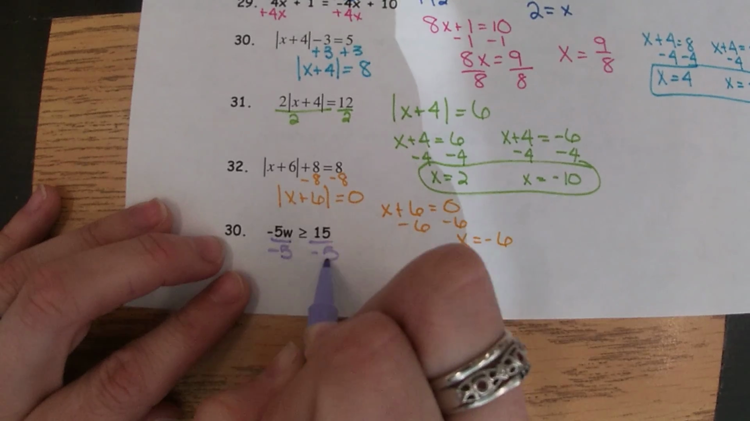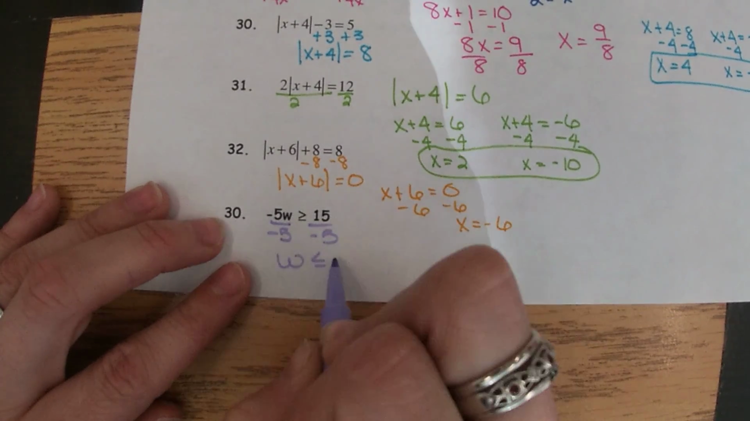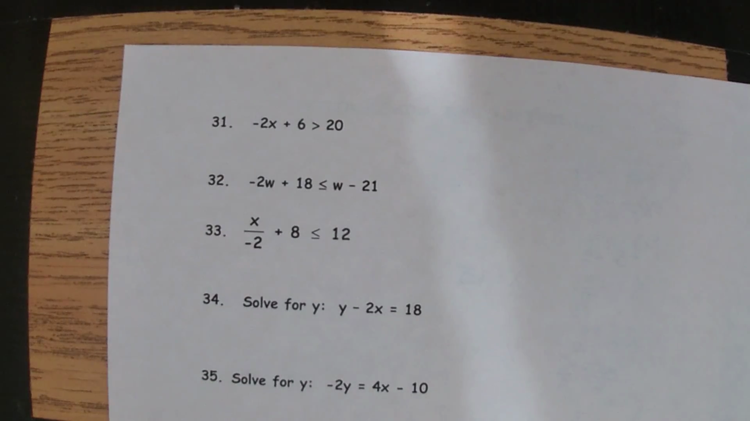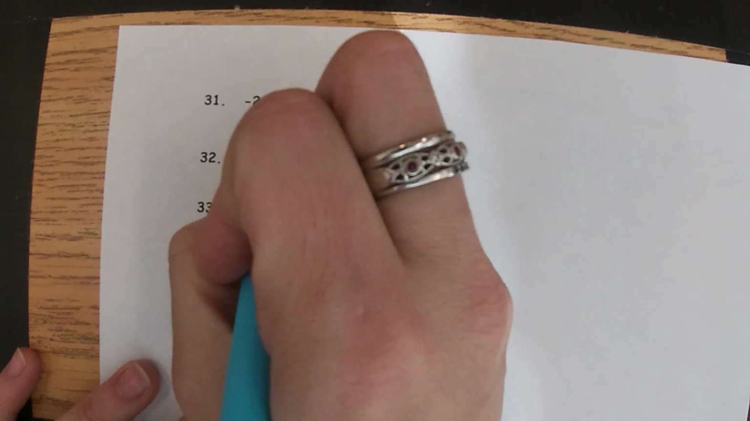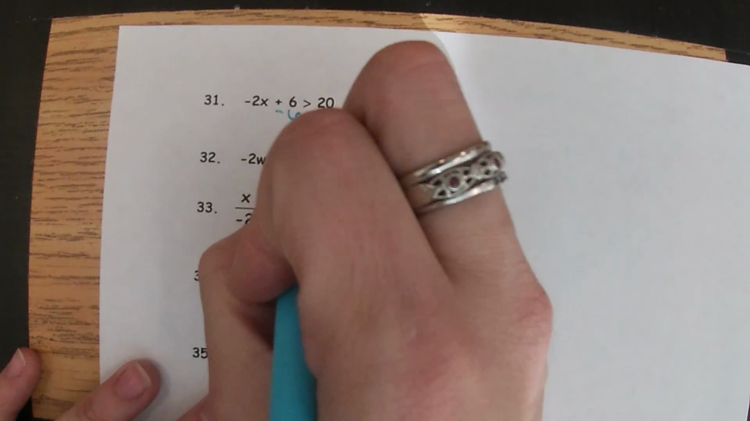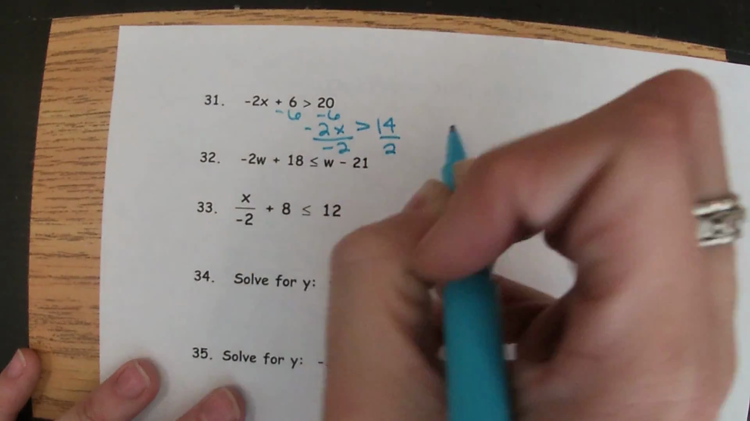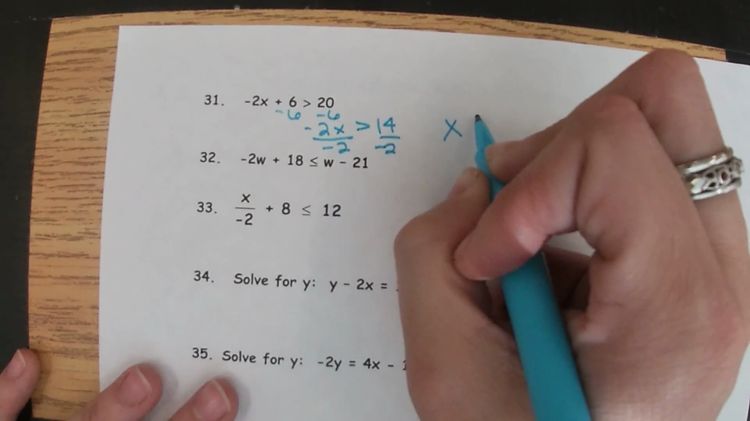Number 33, do multiplication with division, but it's an inequality, so when we divide by a negative, we have to flip the inequality sign. Undo addition and subtraction first. -2. We divided by a negative, so we have to flip the sign.